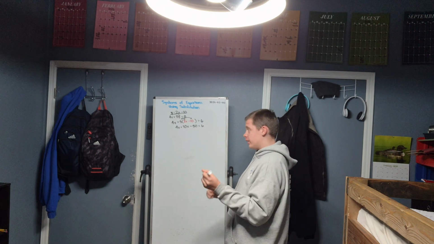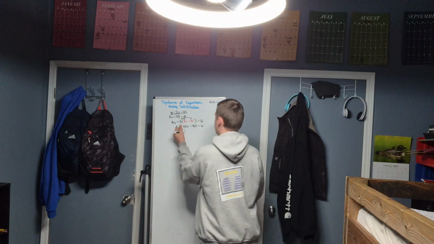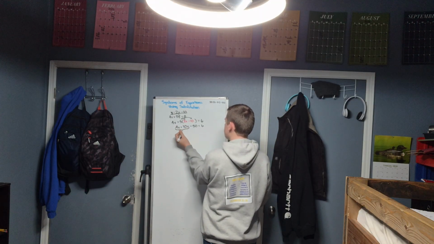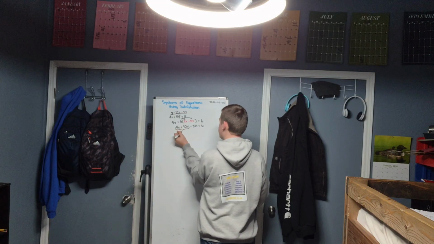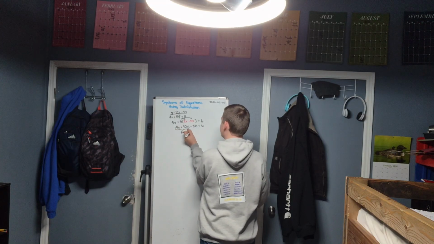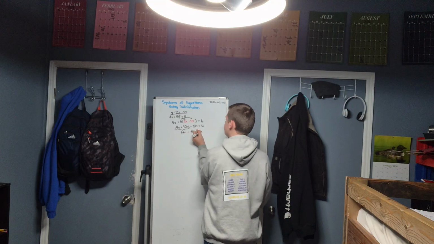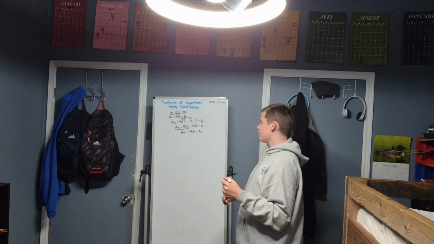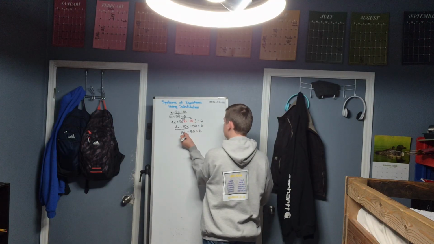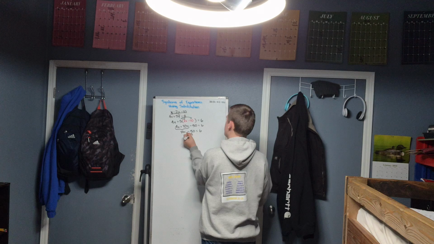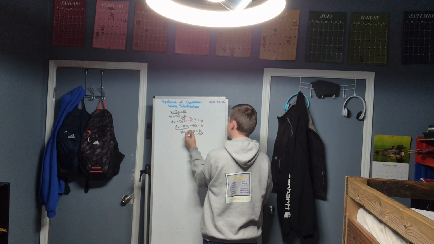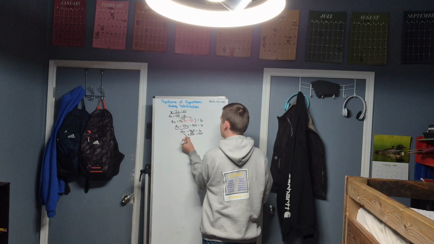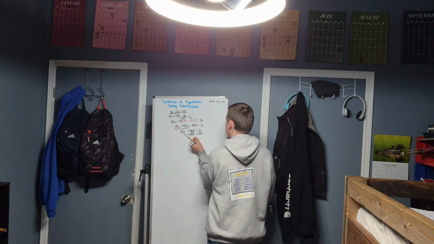Our third step, obviously, according to this, we have to combine like terms. 4x plus 10x is 14x minus 50 equals 6. Now we're going to do plus 50 on both sides. And that cancels out. So now we have 14x equals 56.